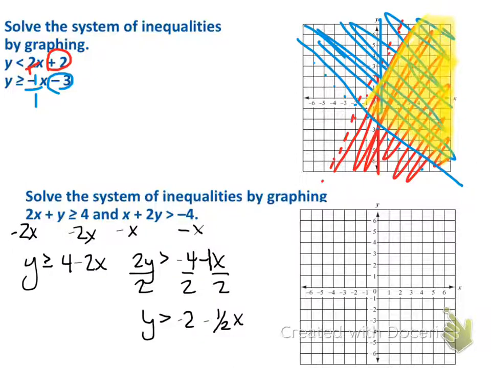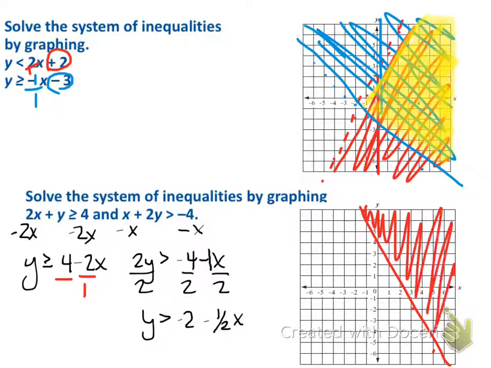Alright, so let's go ahead and graph the first one then. We're starting at our y-intercept of 4, and we're going down 2 over 1. And is that a dotted line or a solid line? It's going to be a solid line because we have the equal to sign. And we're shading where y is greater, so that's above. Y is greater.